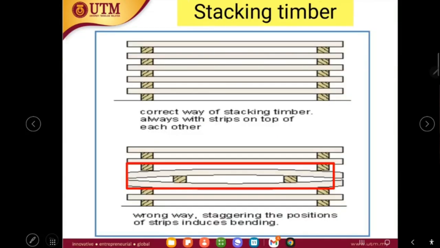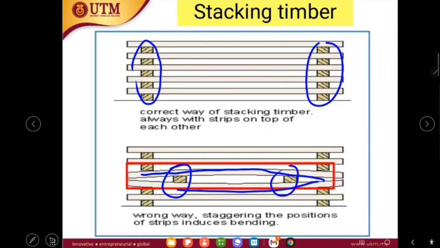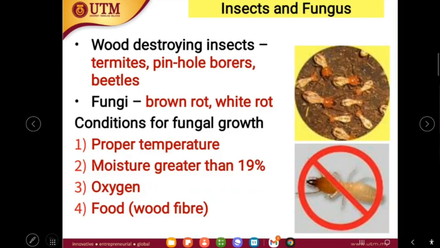Distorted, twisted. One example is during the stacking of the members of the timber during the air seasoning process. The correct way is actually to stack it like this. But sometimes, due to workmanship problems and so on, the arrangement becomes like this. And your wood will become bowed, and so on and so forth, and this one will become distorted. So this is one of the reasons which resulted in the processing defects.